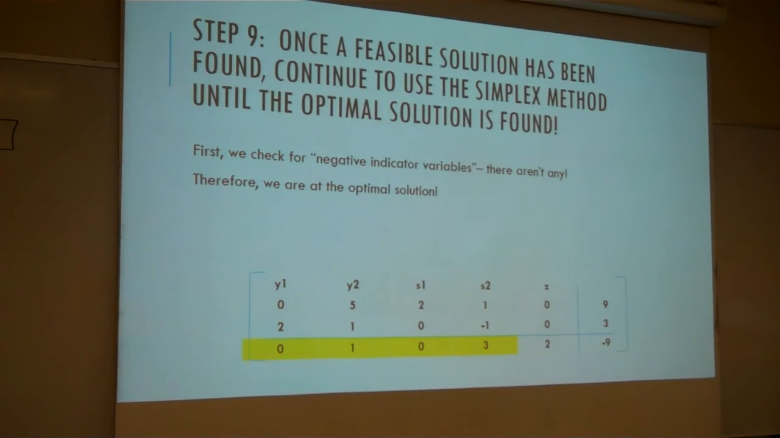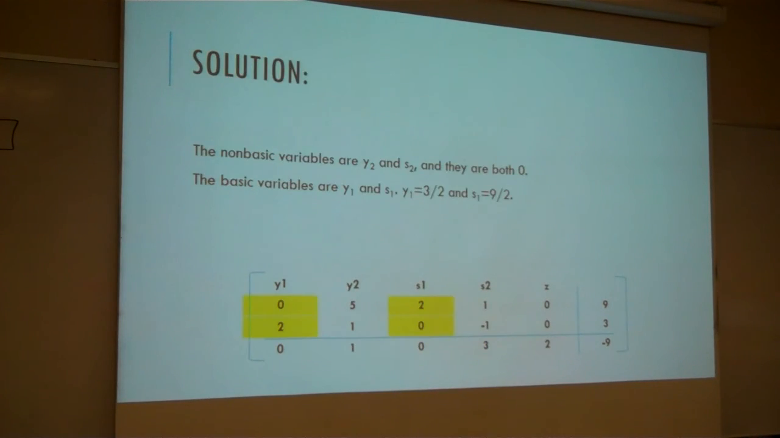Now, in this particular case, we look for any negative indicator variables, and that's our next step. And in fact, this time there aren't any. The person who wrote the problem engineered it so that we didn't have to do more, because he knows you already know how to do these kinds of problems. If there had been a negative variable, you know how to do all the regular pivots. So in this case, this is the solution. The non-basic variables are S2 and Y2, so they're both 0.